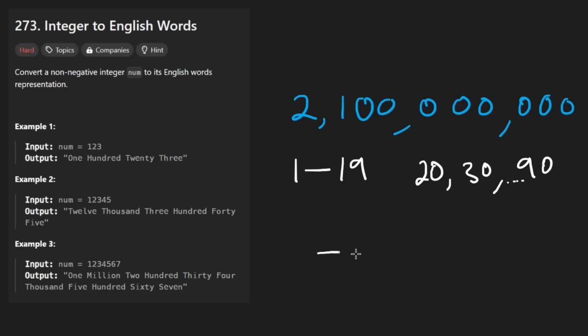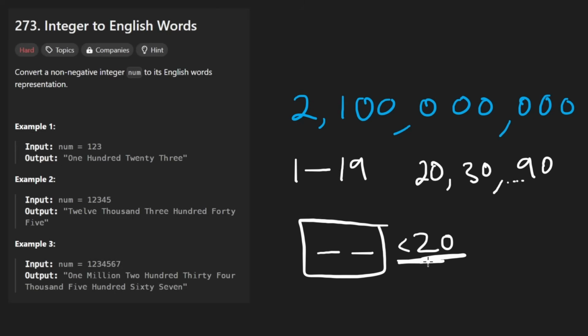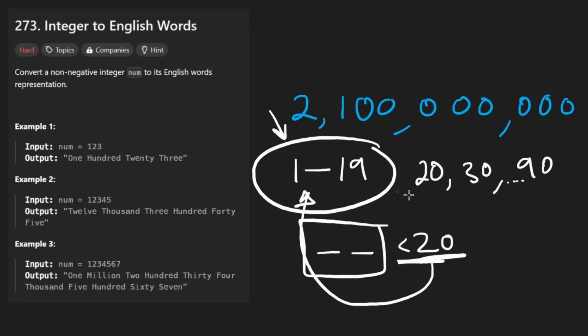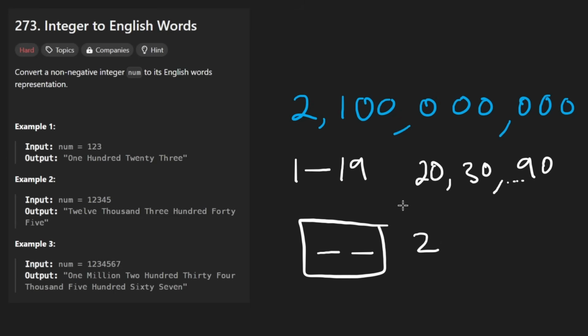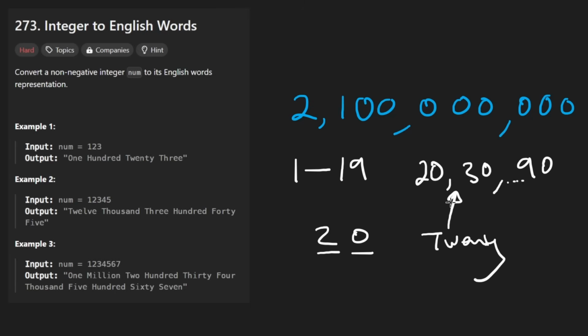So if we have 2-digit numbers, we will be able to convert that into a string, because either it's less than the value 20. Sorry, I'm writing it wrong. If it's less than 20, then we can just look it up here in this set of strings. If it's greater than or equal to 20, that's when things get a little bit interesting, because if it's 20 itself, then it's just going to be the string 20. So we can kind of look that up as well.